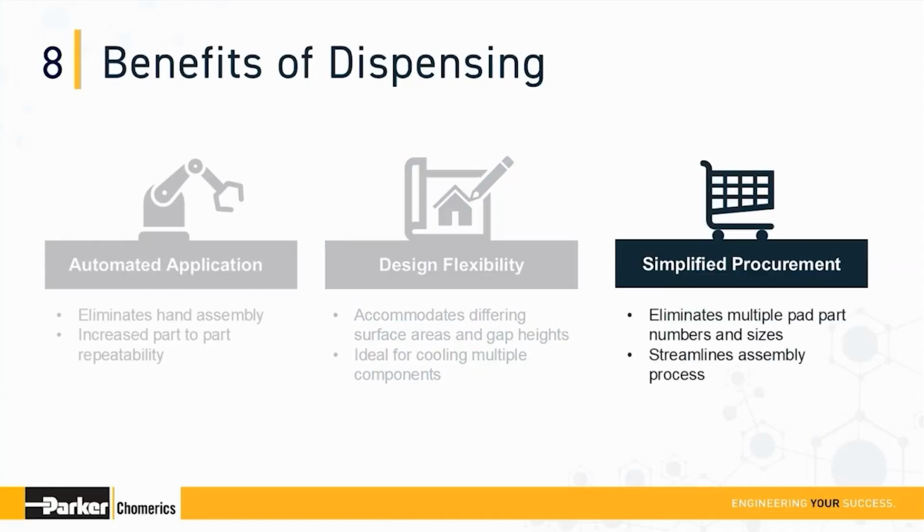The third benefit is simplified procurement. When designs involve cooling multiple components, using thermal pads would necessitate unique designs and part numbers for each location. In contrast, dispensable thermal gels require only one part number, which simplifies sourcing, stocking, and handling of the thermal interface material. Together, these three benefits contribute to a lower total cost of ownership when using dispensed materials.